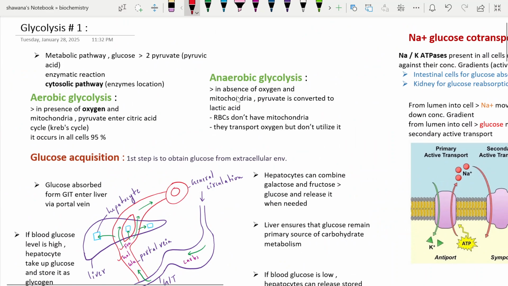Good evening, guys, and today we will start the series on glycolysis. It's a biochemistry playlist, so let's get started.